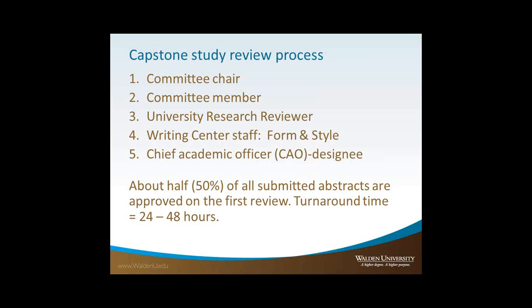It's just cosmetic stuff, and it's when I have all the confidence in the world that the faculty members on the committee and the student can easily incorporate my required revisions. And the turnaround time for these reviews is pretty fast. My timeline is about 24 hours, sometimes 48 hours, but typically I'm able to return these abstracts within a day.